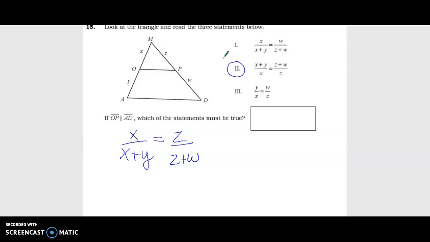Number 3 says that they took y over w and they did, sorry, can't read, y over x, had a moment there. And then they went from the bottom up, so this one should be w over z, which it is, so 3. So number 2 and number 3, both are different types of proportions that you could set up to solve if you had the values.